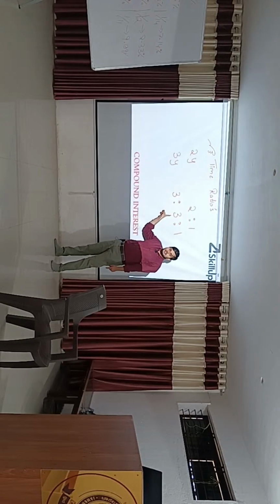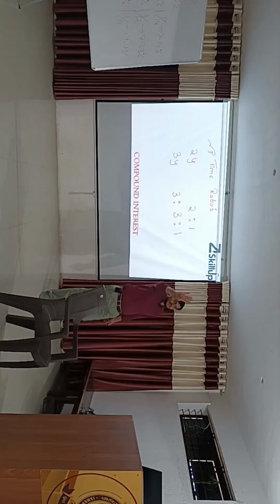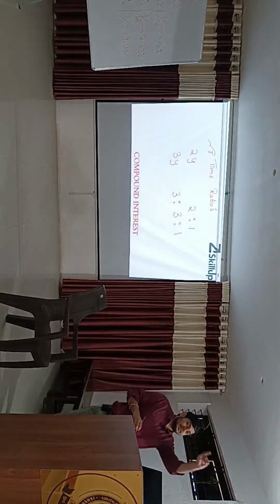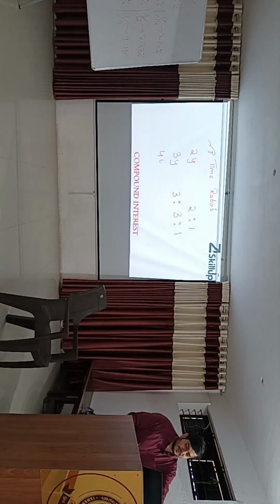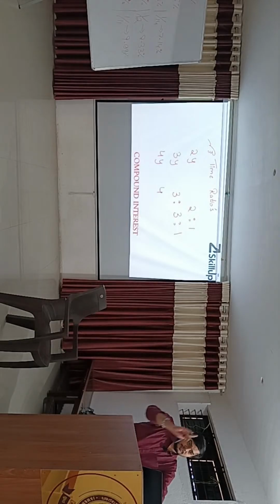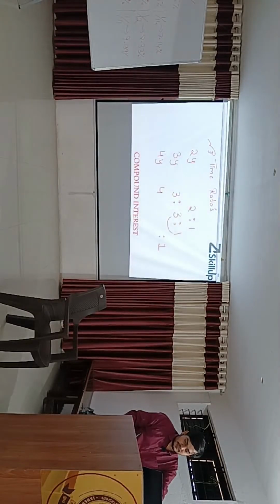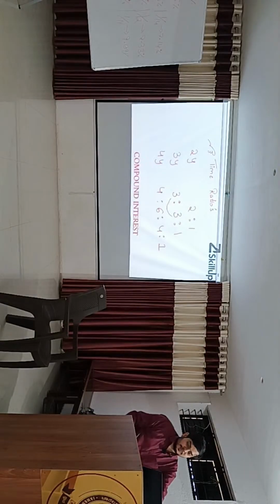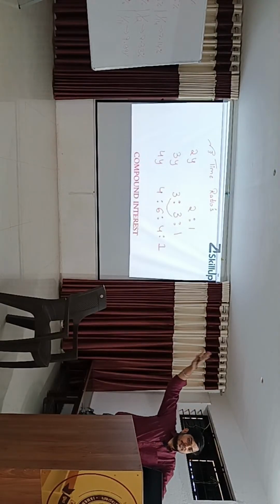Did you understand? Next, for 4 years. Now for 4 years, tell me what is the first value? 4. First value 4. Last value 1. 1 plus 3 is 4. Then 3 plus 3 is 6. That is 4:6:4:1.